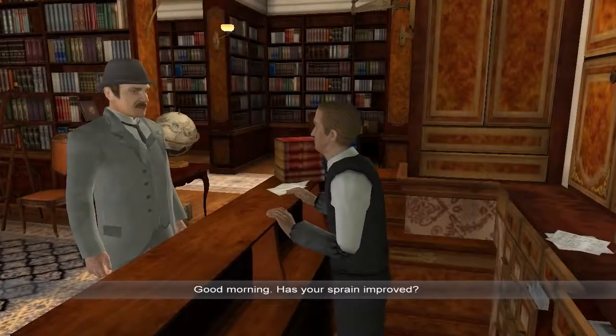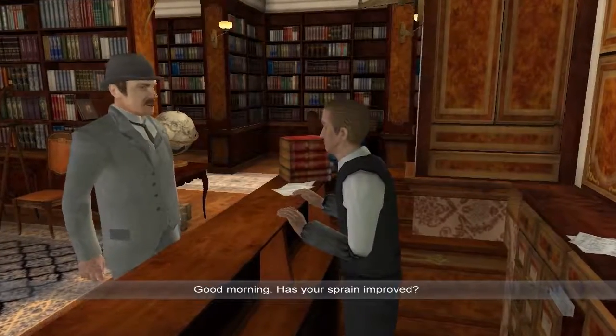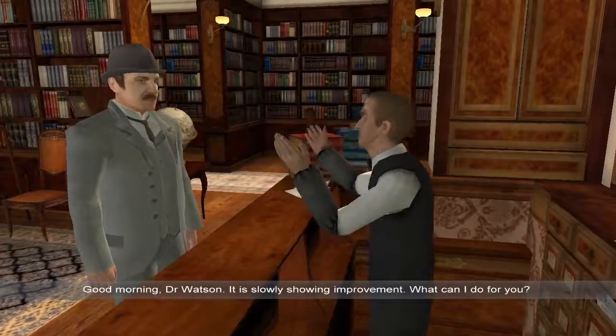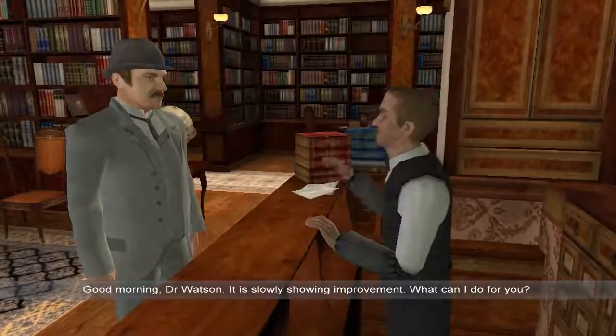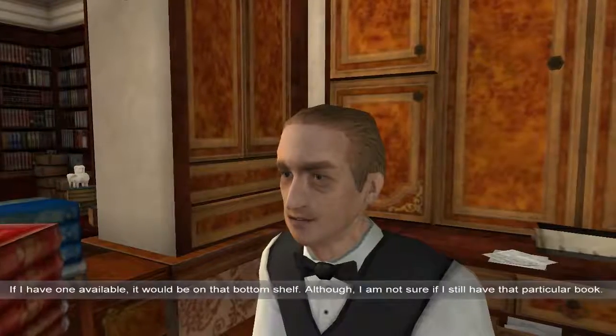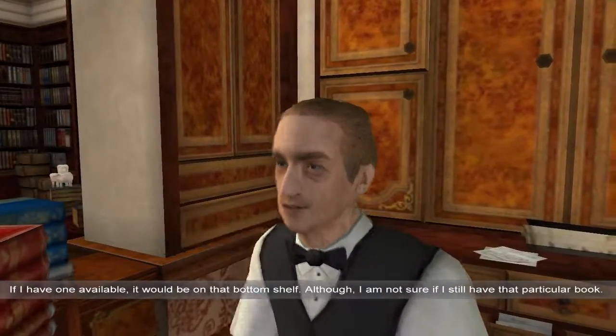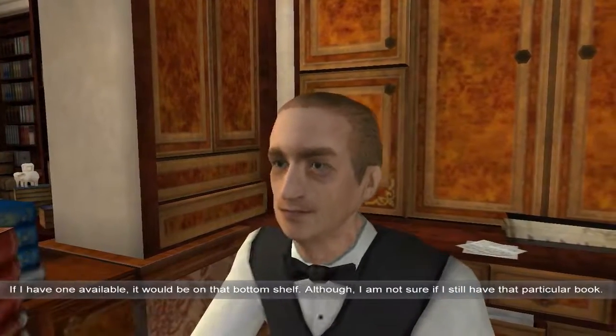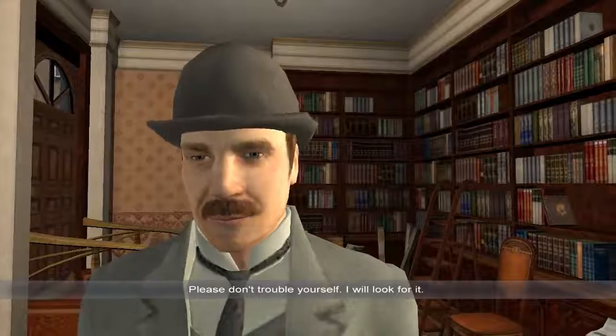Good morning. Has your sprain improved? Good morning, Dr. Watson. It is slowly showing improvement. What can I do for you? Would you happen to have a book on the Maoris? If I have one available, it would be on that bottom shelf, although I'm not sure if I still have that particular book. Please don't trouble yourself. I will look for it.